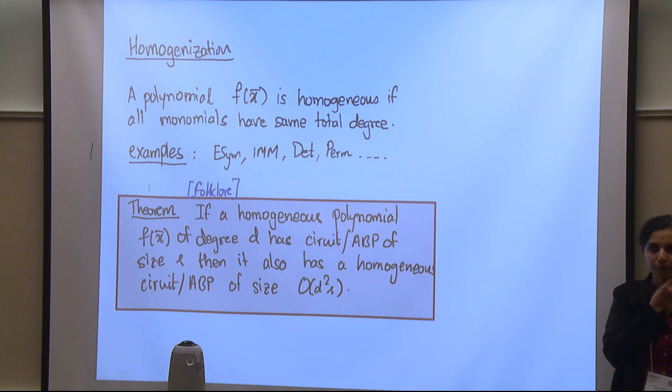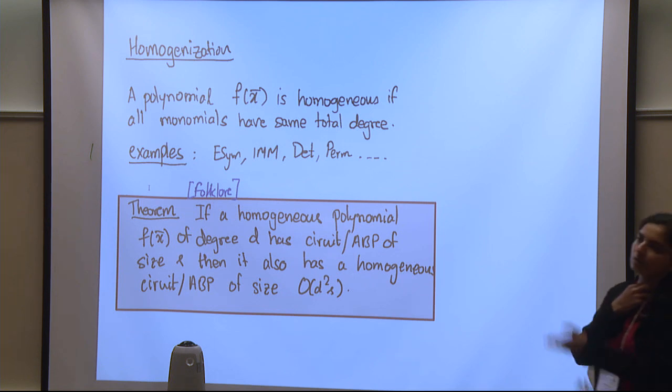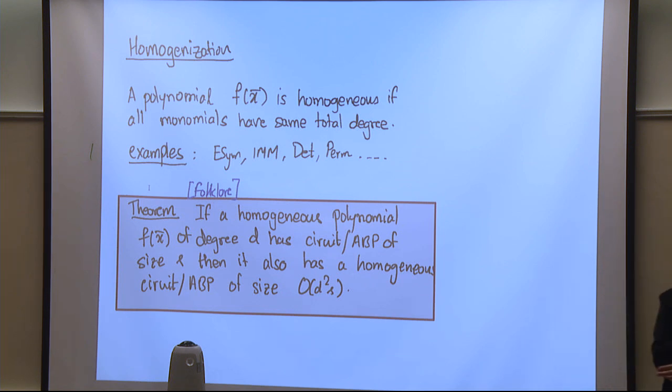Is the statement clear to everyone? Starting with a homogeneous polynomial which doesn't necessarily have a homogeneous circuit, you can always convert it into a homogeneous circuit. If you started out with an inhomogeneous ABP, with about the same blow up, you can also make a homogeneous ABP for the same.